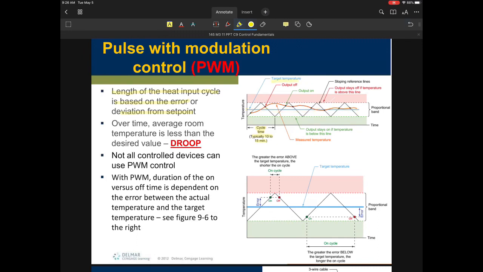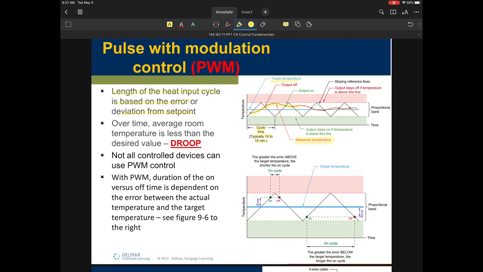So in the image to the right, I want to go through a couple little things just so we are good on this. The blue line represents the target temp. All right, the blue line represents the target. The red line here, reddish orange, represents what we're going to call the measured temperature within the zone, or whatever it is that you happen to be controlling. It could be a zone, it could be just a water temp in a pipe, something like that.